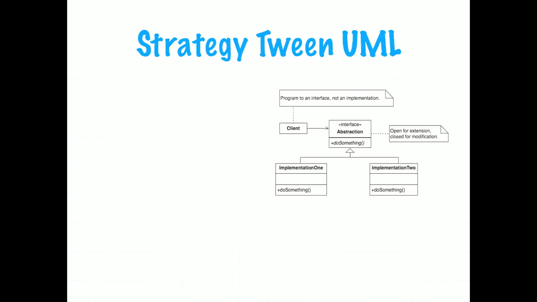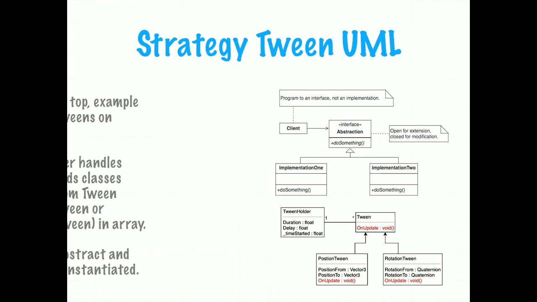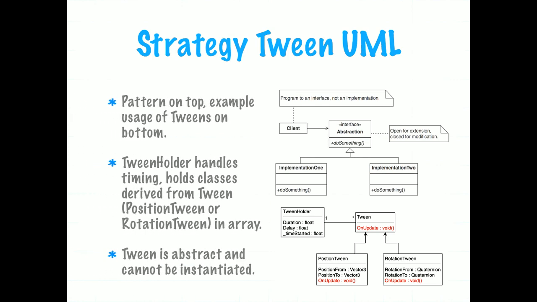So let's look at the UML as it exists in a simplified version of how it's existing in Kansas City Shuffle. We have a tween holder. It holds several tweens. And in this case, to make it simple, we have a rotation tween and a position tween. And you can hold as many of those as you want. In practice, you would hold one or two because there's only two tweens, but in Kansas City Shuffle, you could be holding 6 or 7.